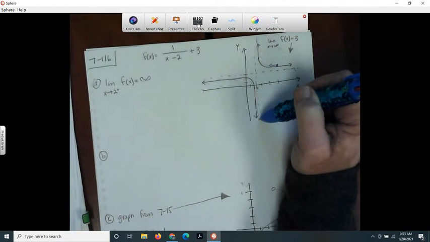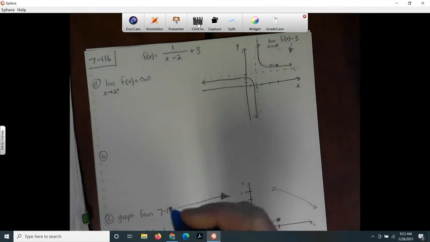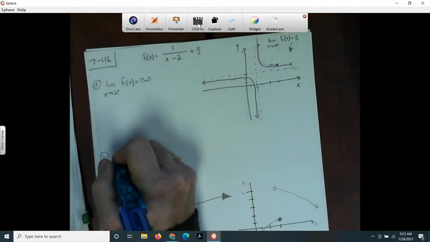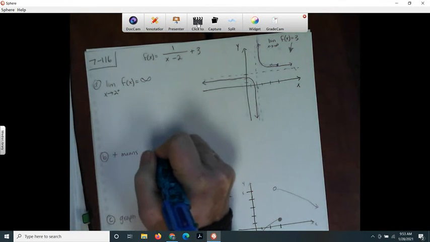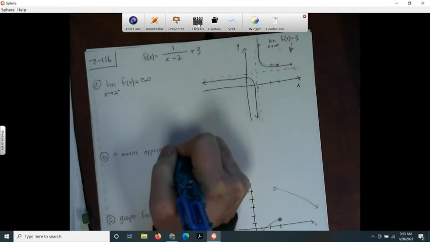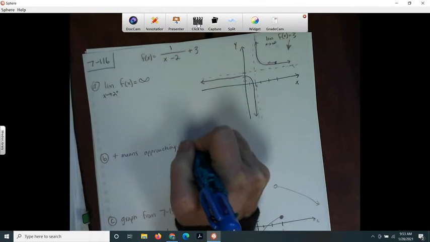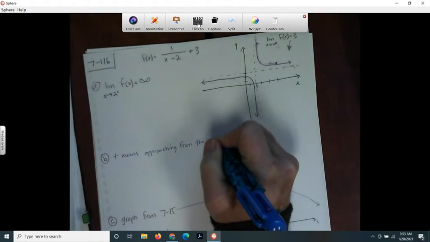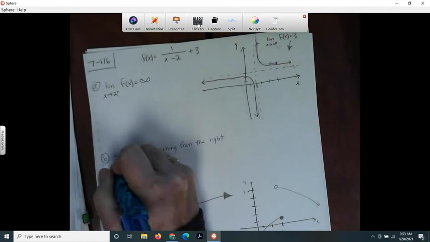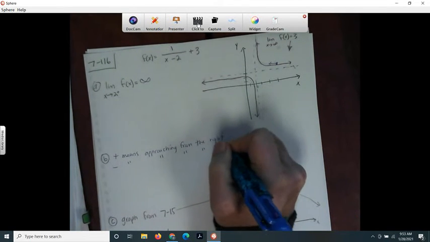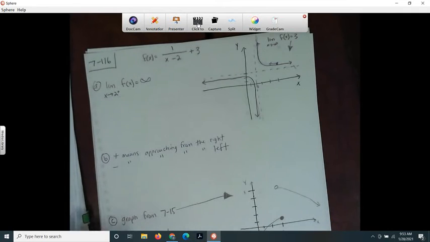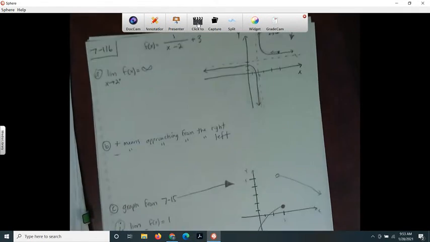It's just that she would be over here and getting ever so close to 2. Okay, so we'll just say plus means approaching from the right, and minus means approaching from the left. Okay, so that's the answer to letter B when you have the little minus sign there.